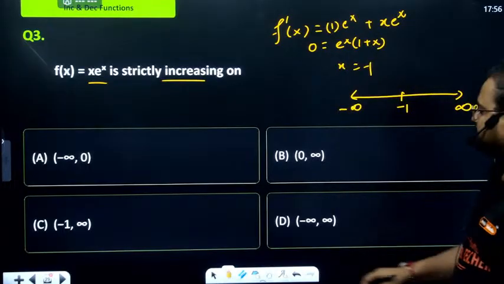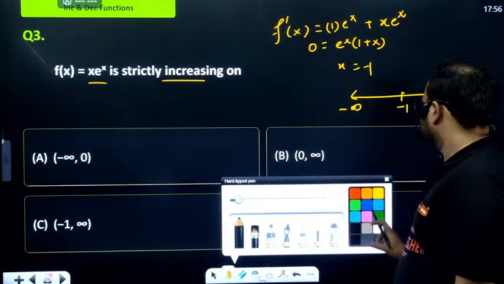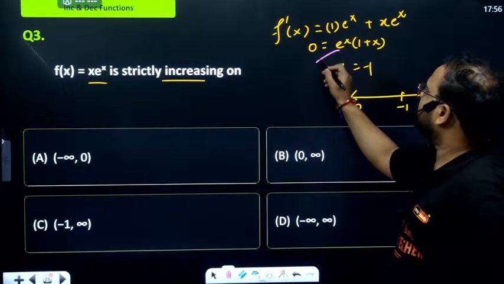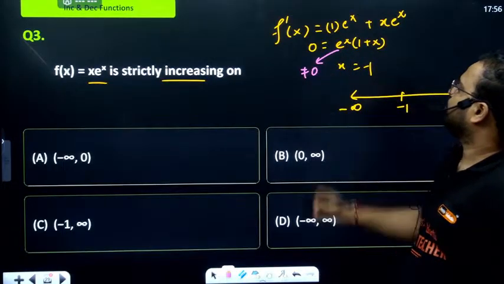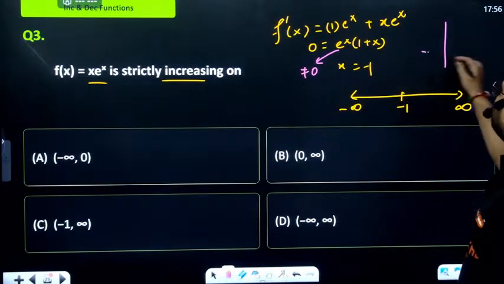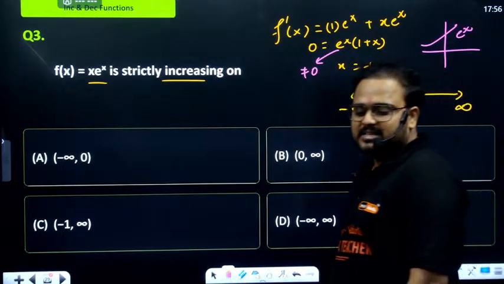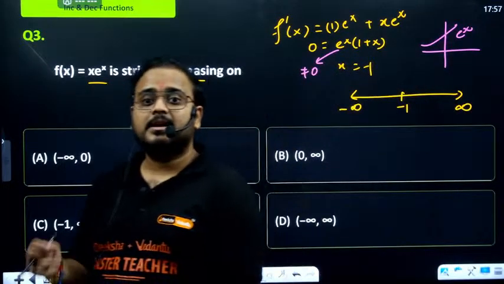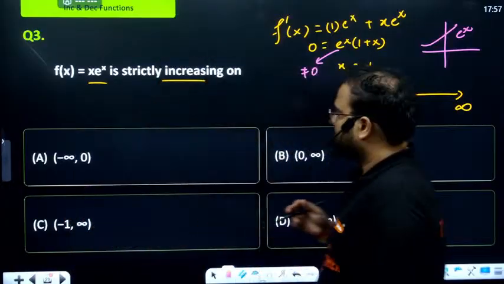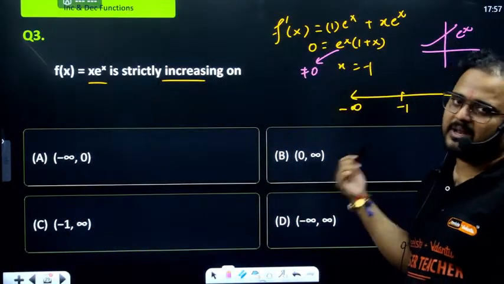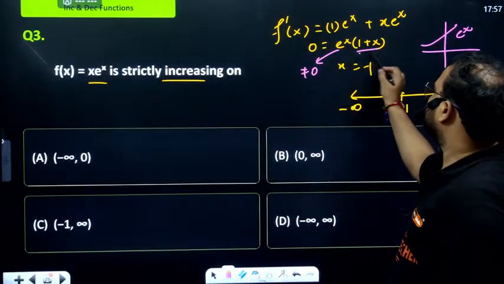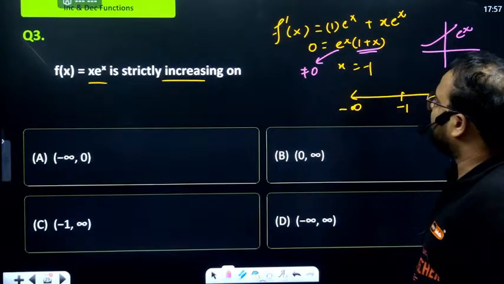Why minus 1, sir? Because e power x over here is a non-zero value. How come, sir? The e power x graph looks like this. This is the graph of e power x. It is never 0, for any value you take. So this bracket must be 0. That's why x equals minus 1 is the only critical point.